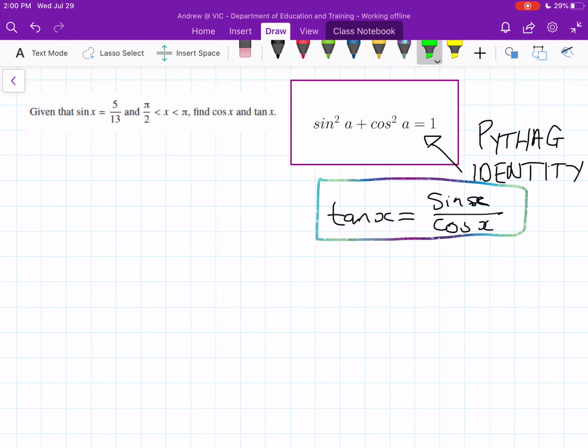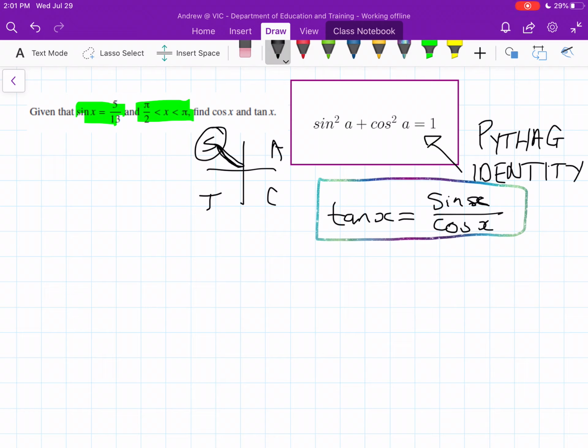Given that sine of x is equal to 5 over 13 and it's between pi on 2 and pi, find cosine of x and tan of x. So first we need to work out which quadrant we're working in. You can draw a little diagram, just your CAST. Hopefully you recognize pi on 2 and pi. That's going to be this quadrant here where only sine's positive. That's important information that we're going to need to know to work out the rest of this. So first we can fill out our Pythagorean identity and work out what cosine of x is.